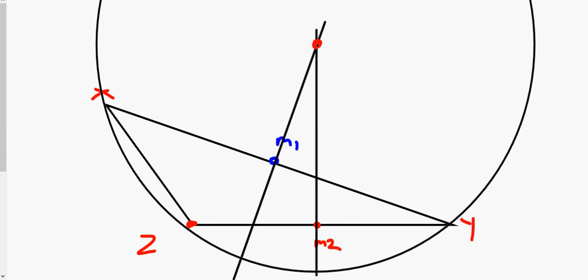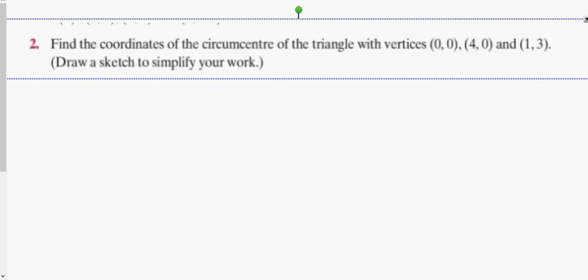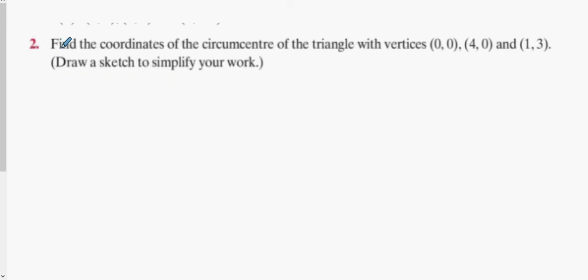Now, that's another one of your questions. So here's what I want you to do. I want you now to find a circumcenter using the technique I just laid down for you. Off you go. Tyler?